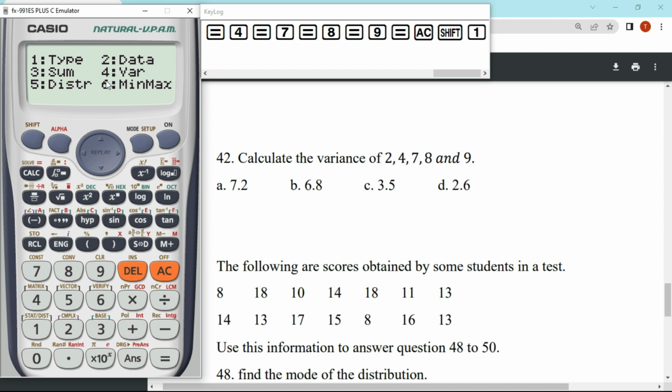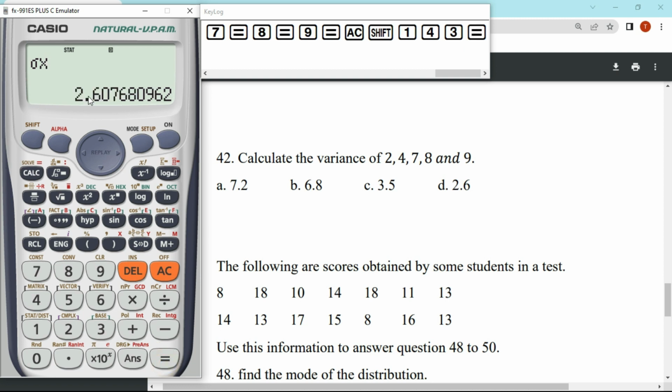So after inputting this into the calculator, just click on AC, then click on Shift, and then click on the distribution here, which is 1. So after that, we go to the variable calculation, which is number 4. Then we find the standard deviation first, which is number 3. And we know that the square of the standard deviation gives us the variance. So we just square the standard deviation, and then we get our variance, which is 6.8. So the variance of this particular data is 6.8, which is B.